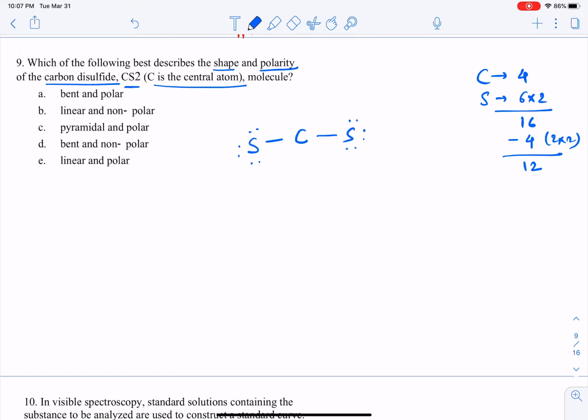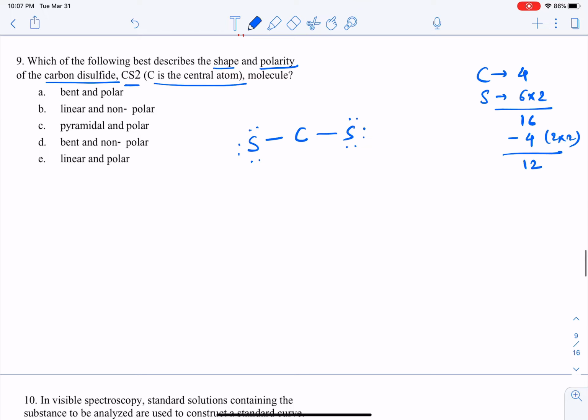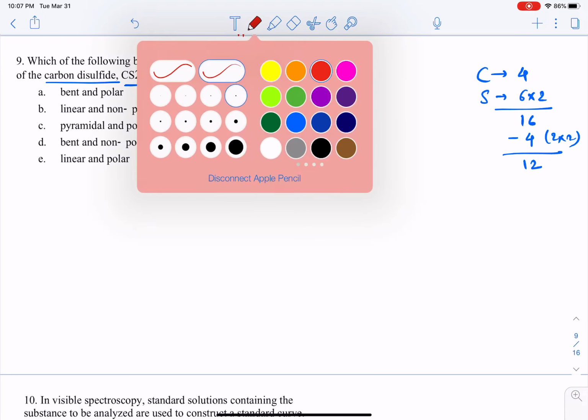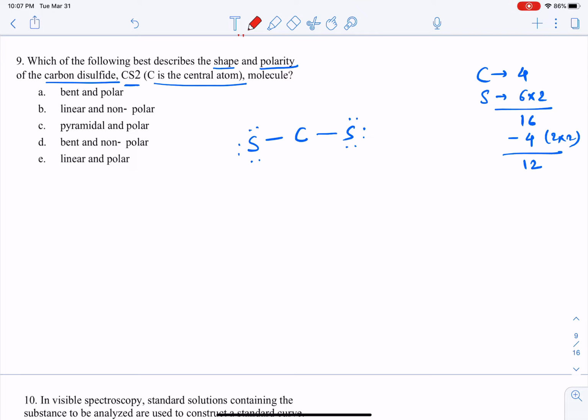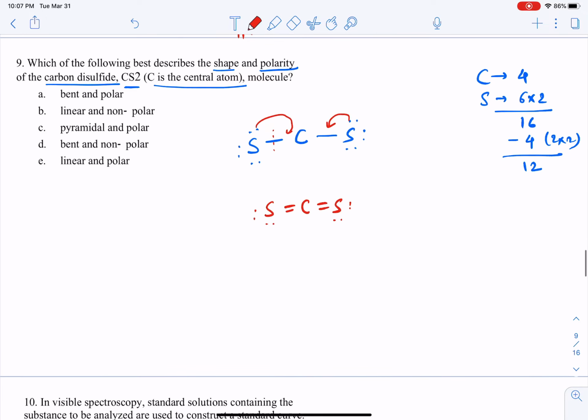But now check for the octet of the central atom. Does this form an octet? No, it has just 2 bonds, so it has 4 electrons. So what we can do is form double bonds, and we get something like this. Now the octet is followed. We can check the octet for sulfur. Yes, it's following. So now we check the molecular shape and polarity.